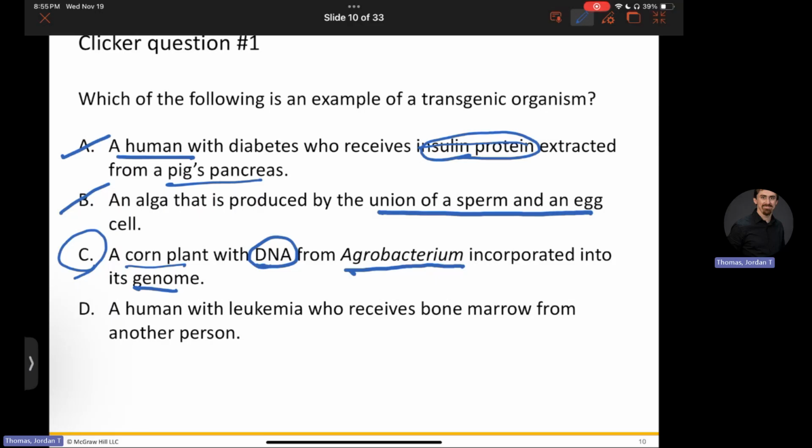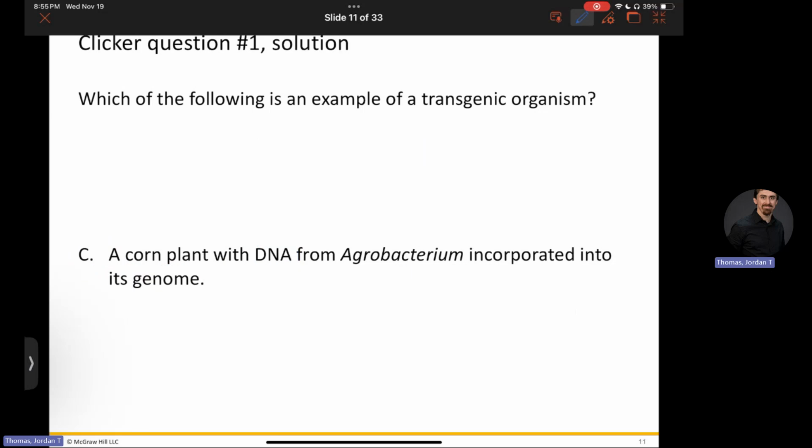A human with leukemia who receives bone marrow from another individual. So someone with leukemia receives bone marrow from another person. Remember, a transgenic organism received DNA. That one's out. So the answer is C, because the corn plant is receiving DNA, recombinant DNA, from another organism.